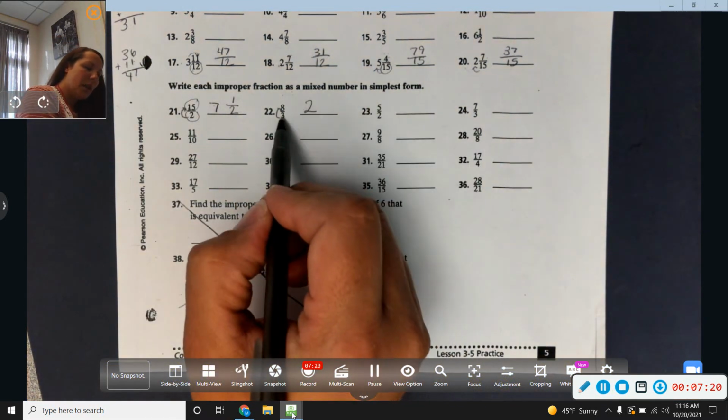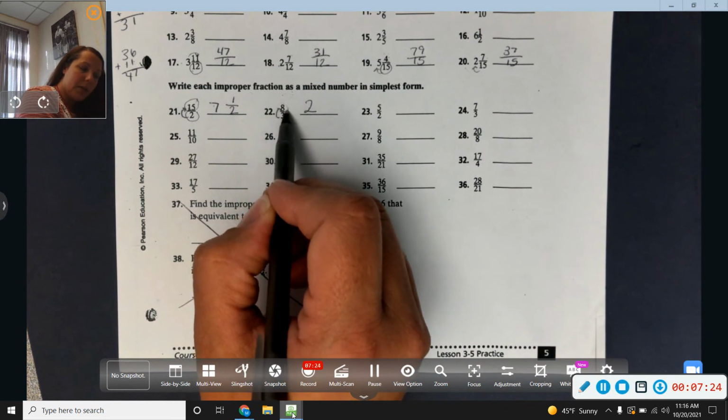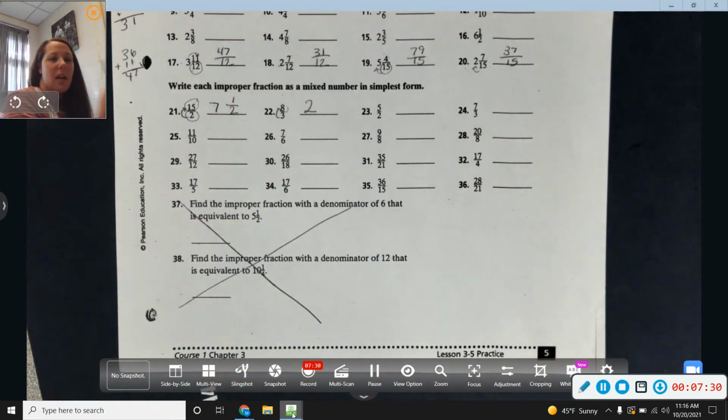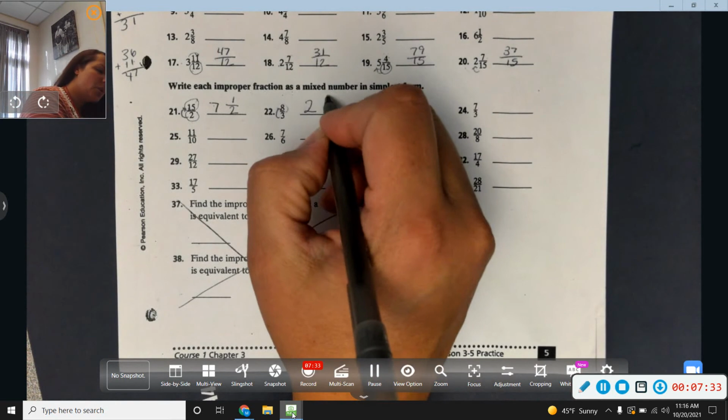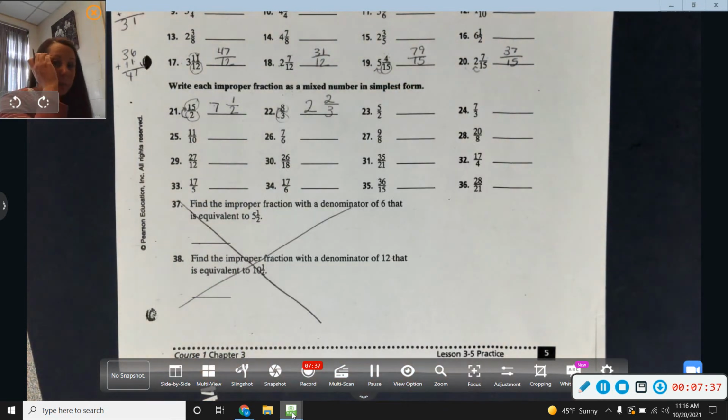I know 2 times 3 is 6. How many do I have left if I've used up 6 of them? So if I count in my head from 6 up to 8, 6, 7, 8. So that's 2 left. My denominator is 3. Okay?